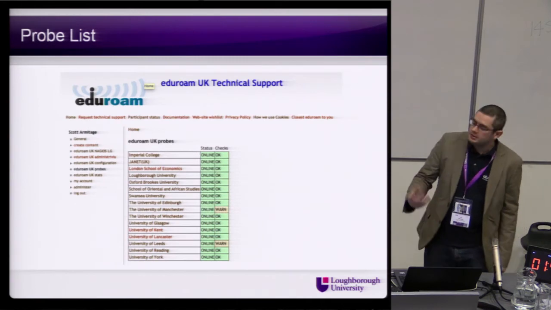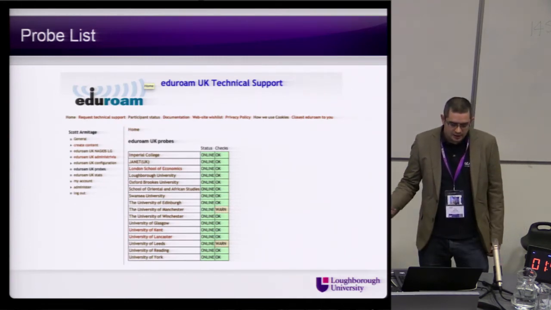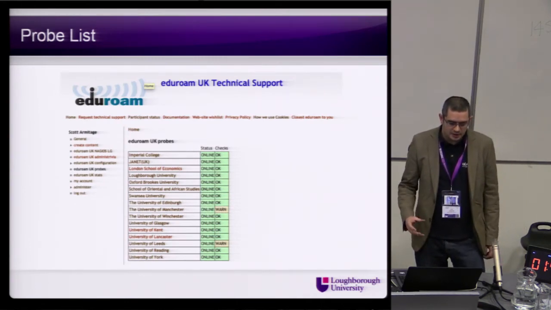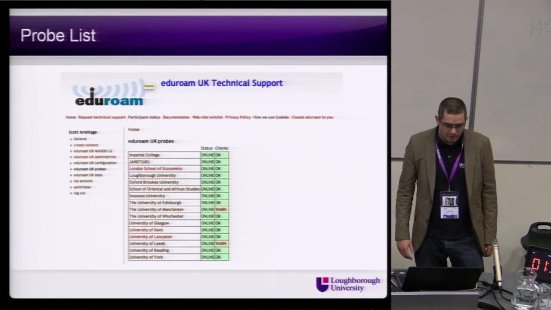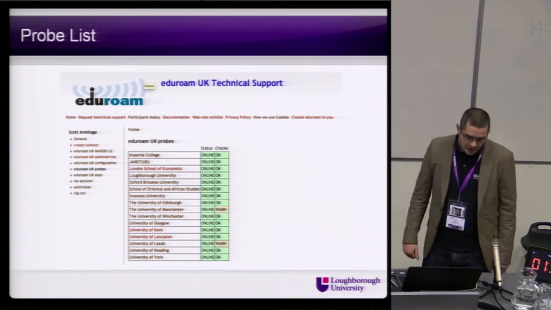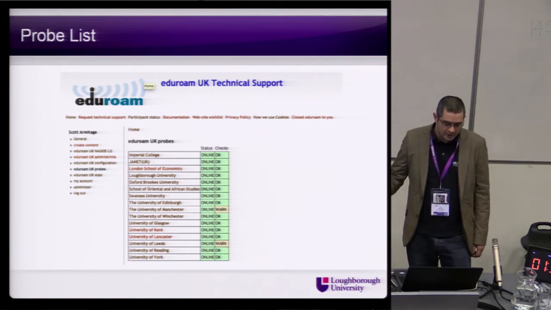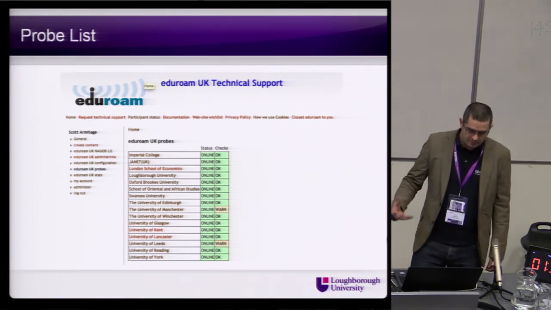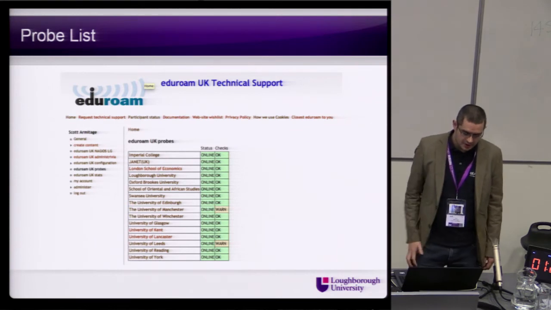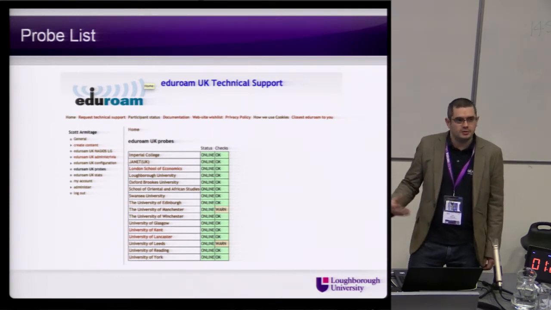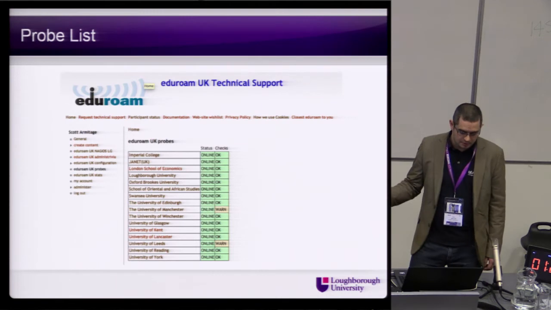Here you can see the web interface, and these are all the sites currently which have a probe. These are part of the trial, and you can see that they're all online at the moment. There are a couple which have a warn next to them. If all the tests pass, you'll see an OK in the checks box, and if a test has failed or multiple tests have failed, it'll come up as a warn.